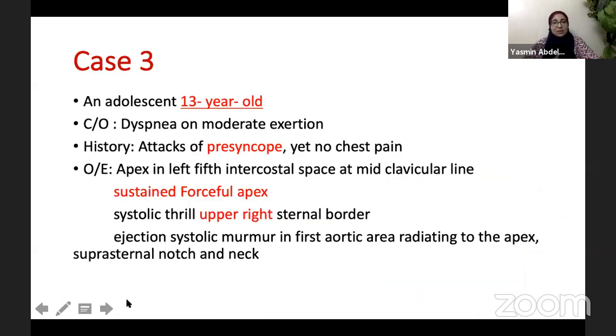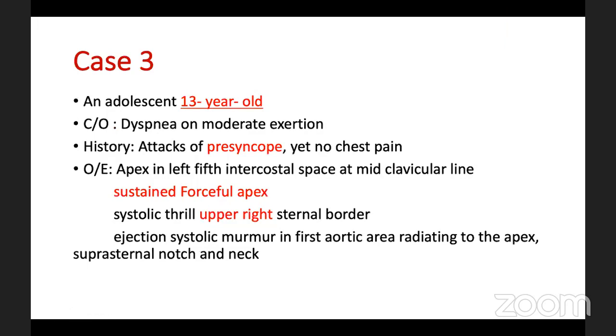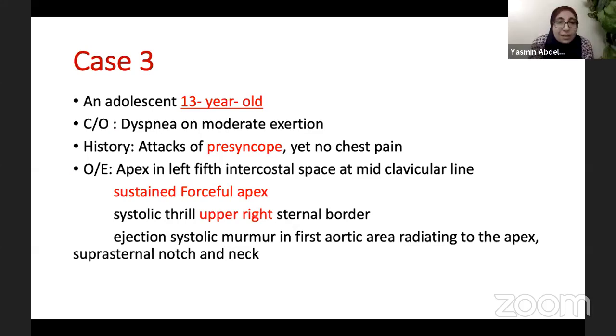Shall I shift to the other case? Yes, please. Okay. This case also is an adolescent. He had dyspnea on moderate exertion. He had attacks of pre-syncope, yet with no chest pain. His apex was in the left fifth intercostal space at the mid-clavicular line. He had a sustained forceful apex, a systolic thrill in the upper right sternal border, with an ejection systolic murmur in the first aortic area radiating to the apex, suprasternal notch and neck.